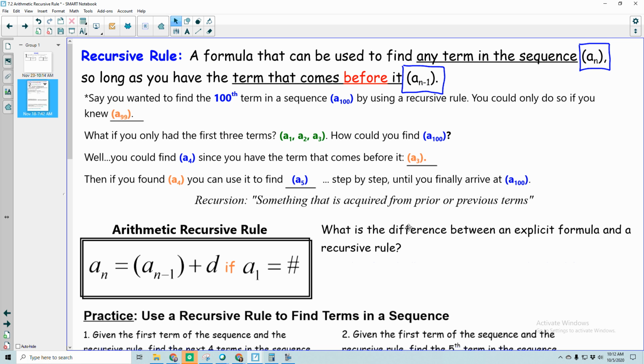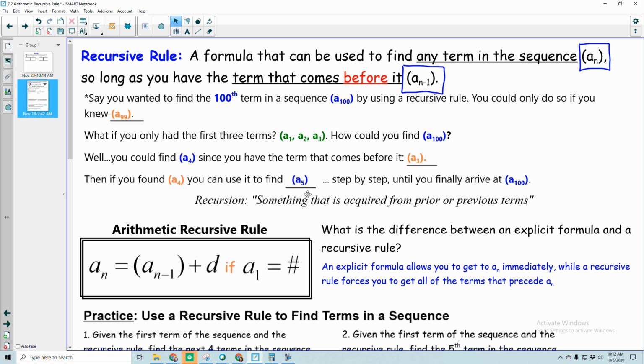So what's the difference between this and an explicit formula? Well, an explicit formula allows you to get to a sub n, and let's call that the 100th term. It allows you to get to the 100th term immediately, okay? While a recursive rule forces you to get all the terms that precede or that come before a sub 100. Okay, I have to get all the ones that come before it.